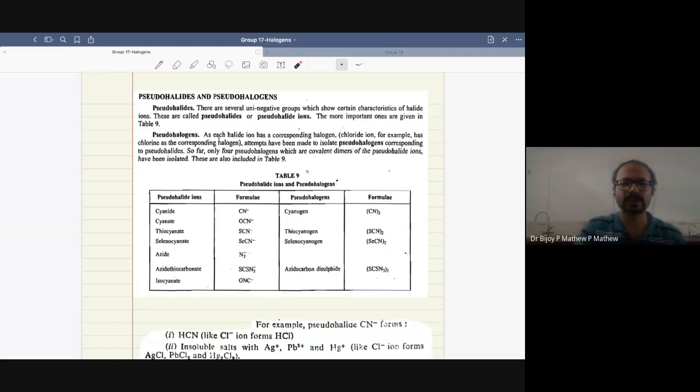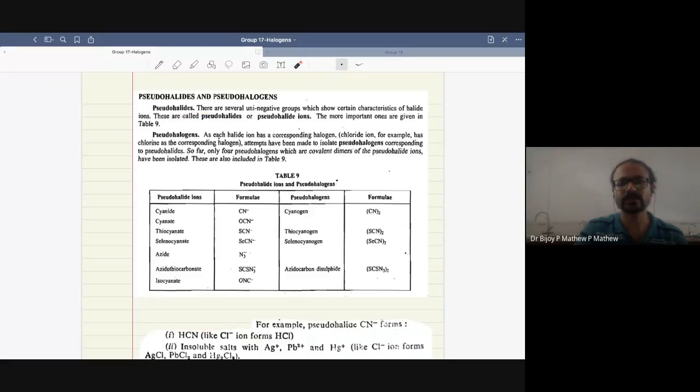So let's look into the definitions written here for the pseudohalide. For your information, I've taken these definitions from the inorganic chemistry book of Puri and Sharma. I took text screenshots of those, so you can refer to these books for reading and making your notes.